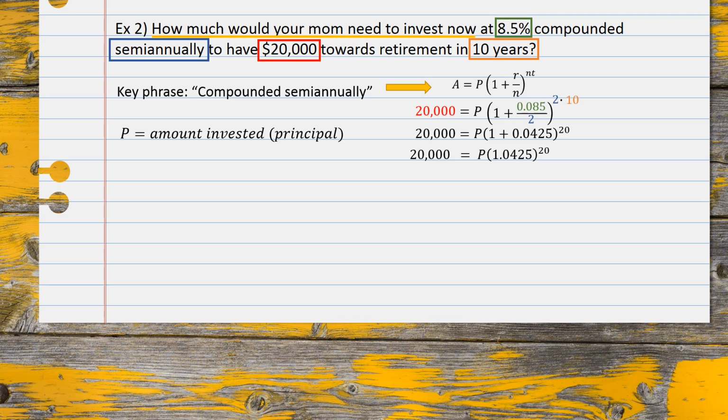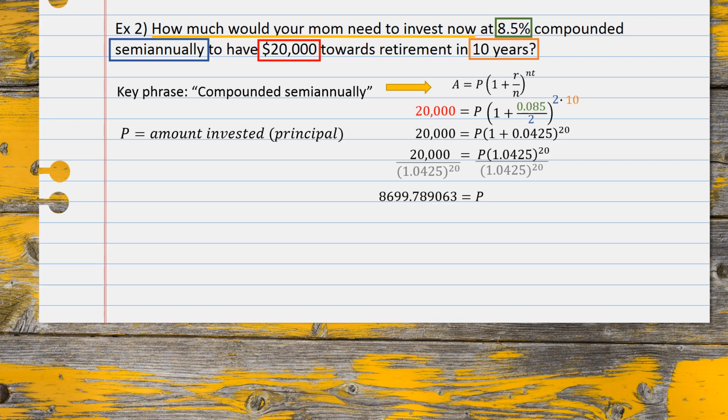Since we're trying to solve for P, notice what P is doing. It's touching the parenthesis. Since it's touching, that implies multiplication, which means to undo that, we need to divide the right side and the left side by 1.0425 raised to the 20th power. Now on the right side, any number divided by itself will reduce to 1, leaving us with P. But on the left side, you will need to use a calculator. Take the time now to do that.